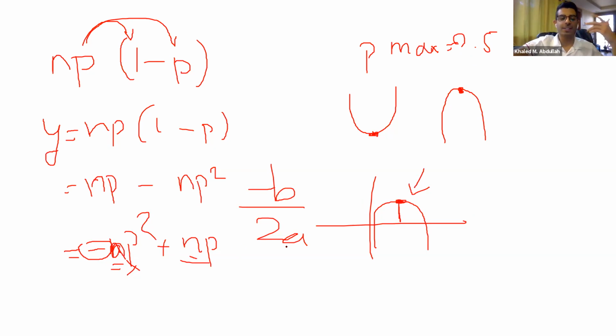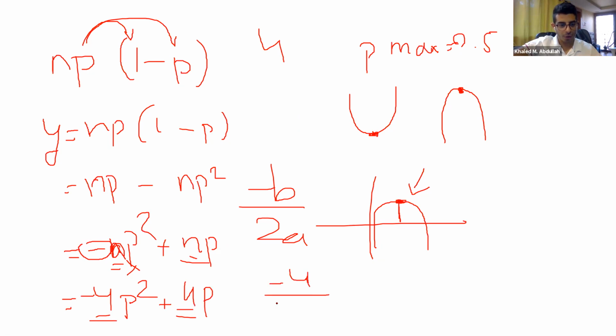So basically, let's just give n any value. Let's say n was 4. All right, so the formula is negative 4p squared plus 4p. So how do we do it? Negative b, this is negative b, and this is 2a. So it's going to be negative 4 over 2 into negative 4. Oh, sorry, not squared. 2 into negative 4. So it's going to be negative 4 over negative 8. And guess what? It's going to be half, and it's going to be 0.5. So look at that.